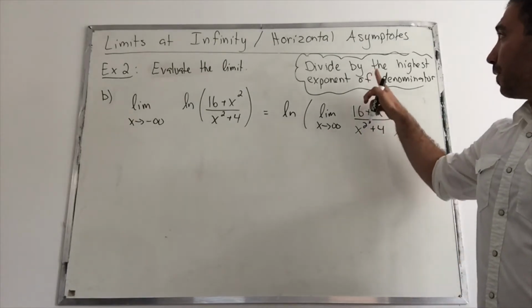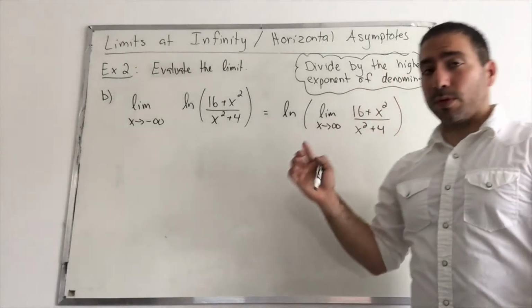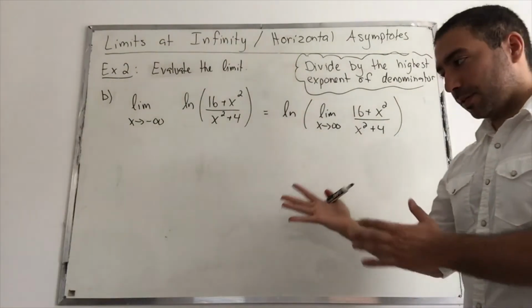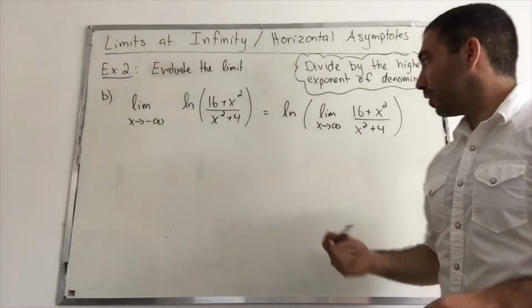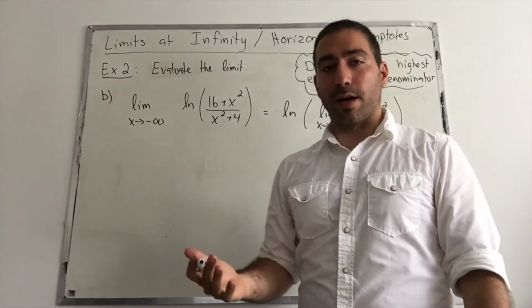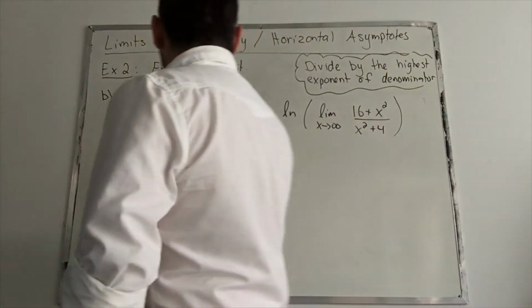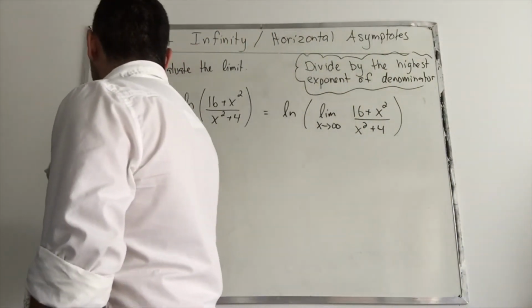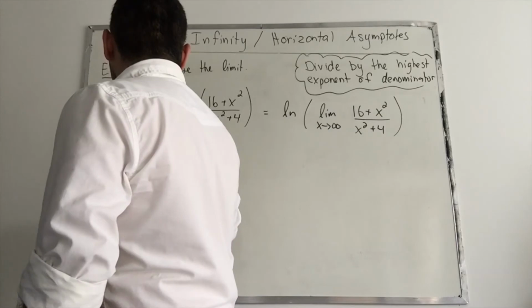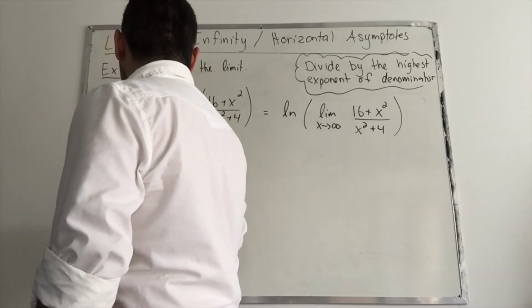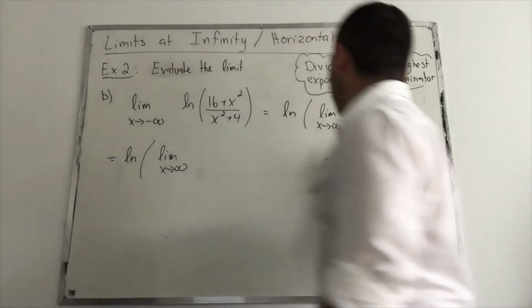But instead of dividing by the highest exponent, let me just show you the same technique, but with factoring instead. So let's go ahead and factor by the highest degree of the denominator. So ln in the front, I'll keep the limit here as x goes to infinity. And the highest degree on the denominator is x squared.